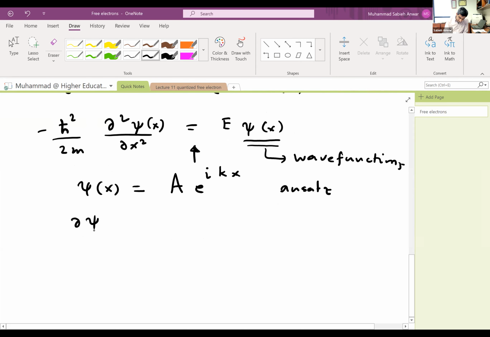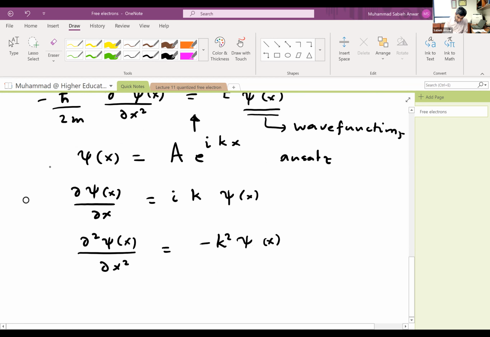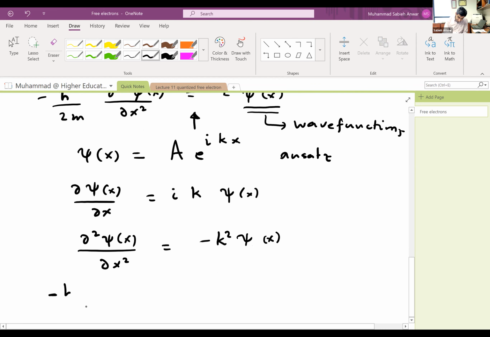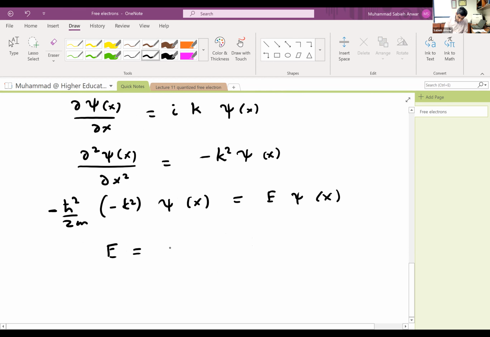If we take the derivative of this, we get ik psi. If we take the derivative again, we get minus k squared psi. Okay, so now we put this back into our equation of interest: minus h bar square over 2m times minus k square psi x equals E psi x. Which means that my energy for the electron is h bar square k square over 2m.